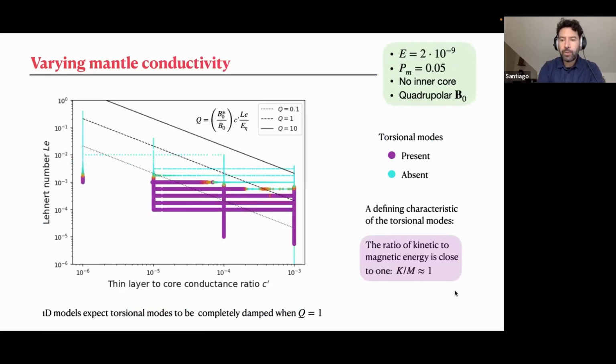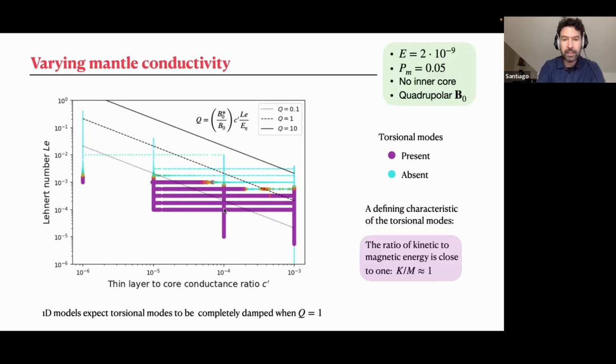Now, if my time is okay, I want to go quickly over this. Now we are going to change the conductivity of the mantle. We're going to change the ratio of the conductances as this axis is shown here. And we're going to also change the Lehnert number. This is because we're trying to compare with the 1D theory that exists about torsional oscillations, that predicts that around Q equals 1, the modes are completely damped, and that they are not so damped only when Q is much smaller than 1. And so we try to compare with that.